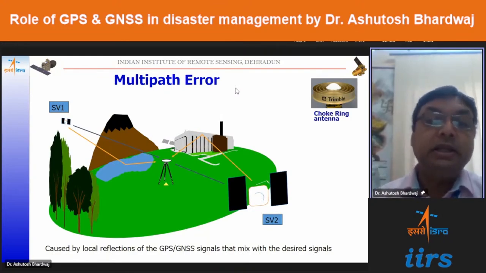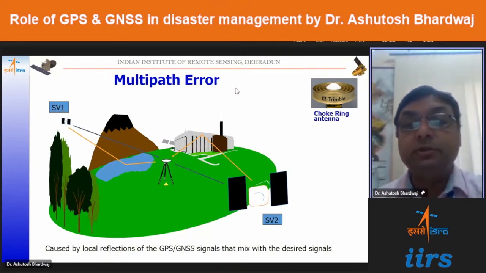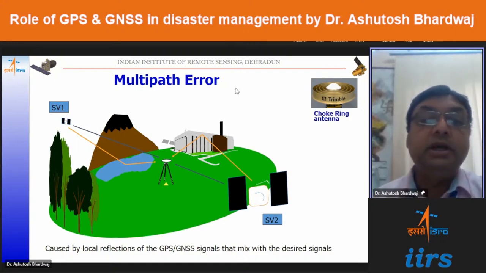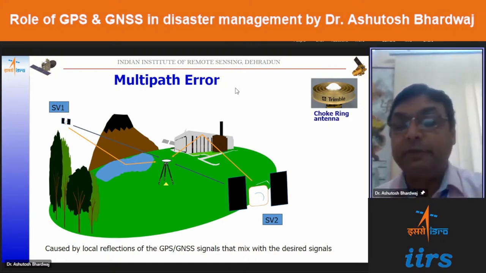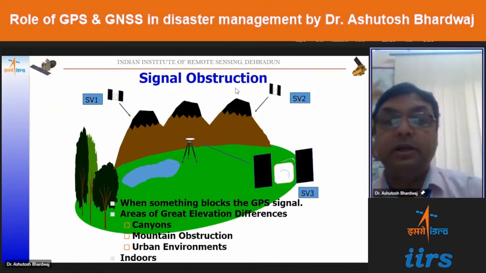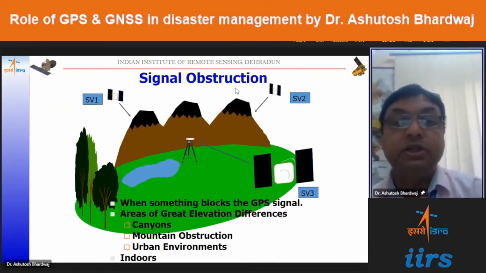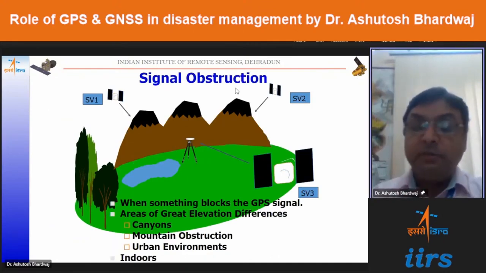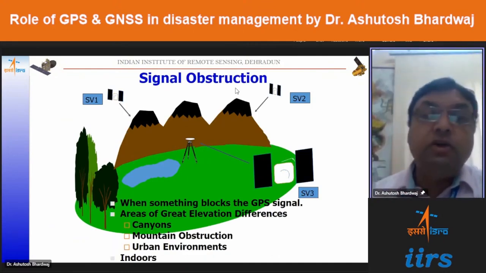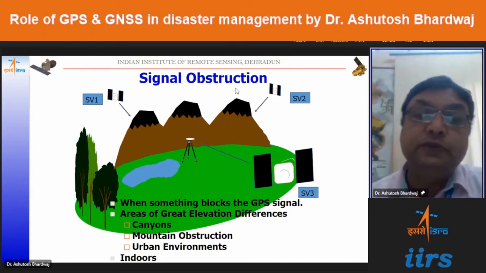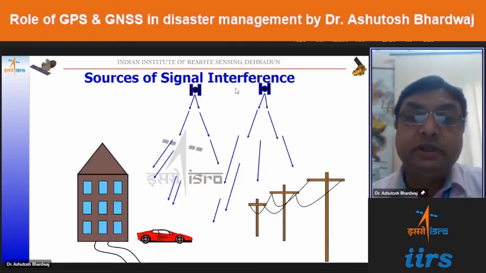So multipath error is when the signal, instead of coming directly to the receiver, hits some other object and then reaches the receiver. So this also has to be taken care of. However, it needs modeling or a specific type of antenna such as the choke ring antenna. Then signal obstruction also causes some issues. However, because a large number of satellites are there, we need not worry about it. Most of the places we get an adequate number of satellites.